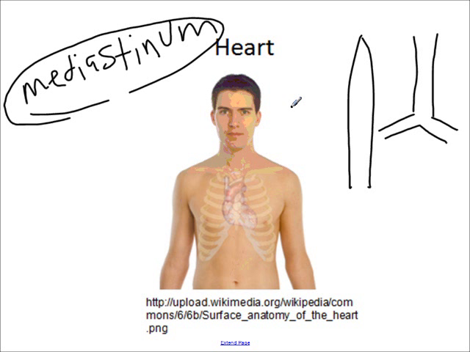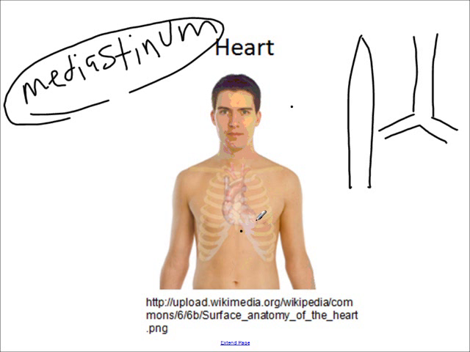So again, the mediastinum, this picture here is okay. For starters, the heart's probably drawn a little bigger than it should be, and the pulmonary trunk and the aorta should be flipped around here, but that's what you get for relying on Wikipedia for pictures.